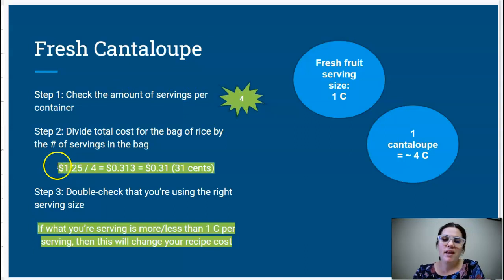So we paid $1.25 for that cantaloupe. We're going to divide that by 4 because that is our servings per container, and we get 0.313. We'll round that to 0.31, or 31 cents. So again, this 31 cents represents 1 cup serving of the fresh cantaloupe.